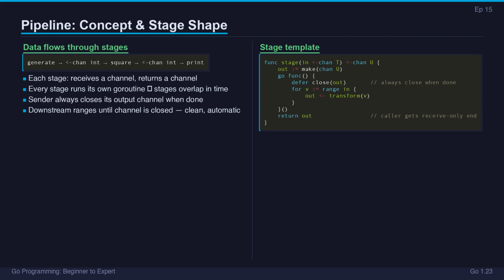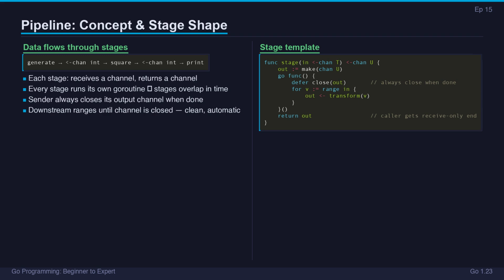Every pipeline stage follows the same shape. It takes a receive-only input channel, creates an output channel internally, launches a goroutine, and returns the output channel as a receive-only type. The goroutine defers close on the output channel. This is critical. When it ranges over the input and the input closes, the goroutine exits, the defer fires, the output closes, and the next stage's range exits automatically. Close propagates down the pipeline like a domino effect.